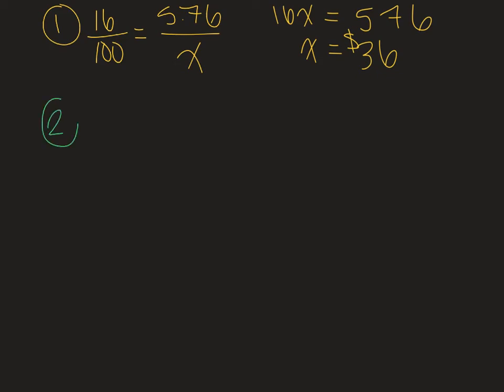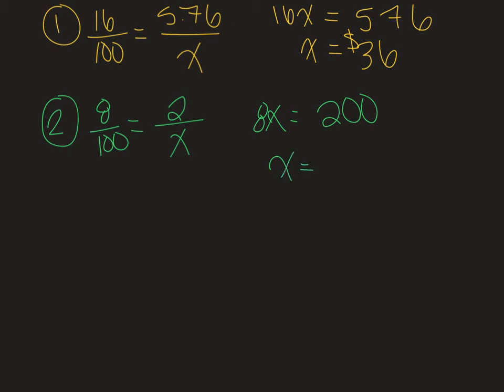Number 2, $2 is 8% of what cost? We are finding that cost. So 8 over 100 equals $2 is our numerator. We don't know the denominator because we're looking for that whole amount, that of. So 8x equals 200. And then you're going to do your 200 divided by 8, and you should get $25.